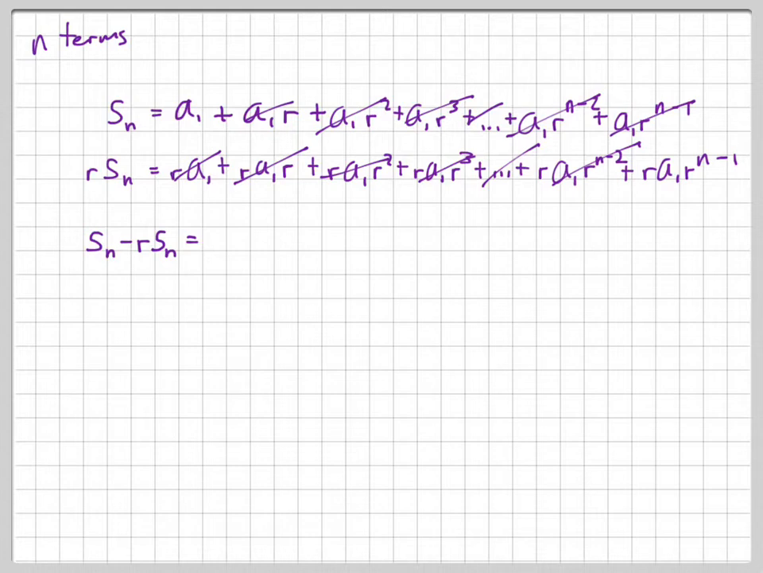So what's left? A plus, a minus, a minus. So we've got to cross all those out. So we've got a sub 1 minus r, a sub 1, r raised to the n minus 1.